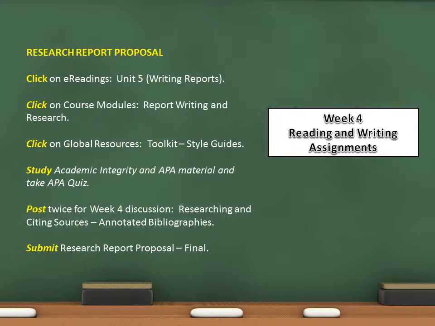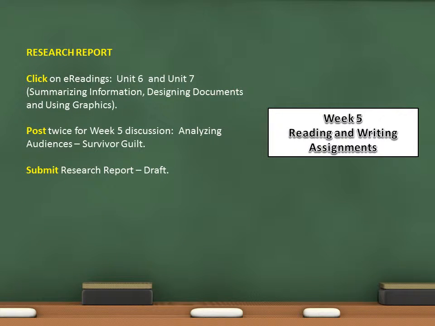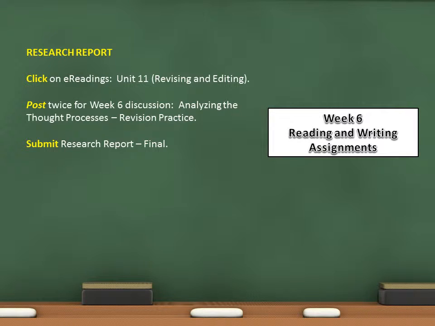Week 4, you finish up the research proposal, you submit it on time, and you're also taking that APA quiz, that departmental requirement. Week 5, you actually start the research report. The reading assignments will help you with that. It's a draft week, so you have to meet that deadline, obviously. Week 6, you only have 1 chapter to read, but you have a lot of work to do on the research report. Remember, it's worth 35%.